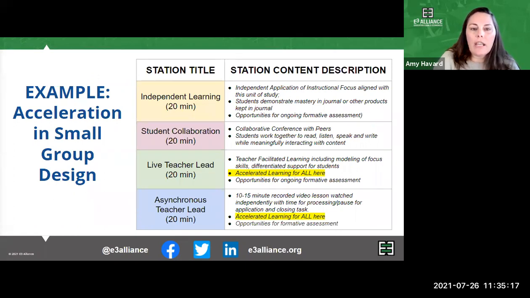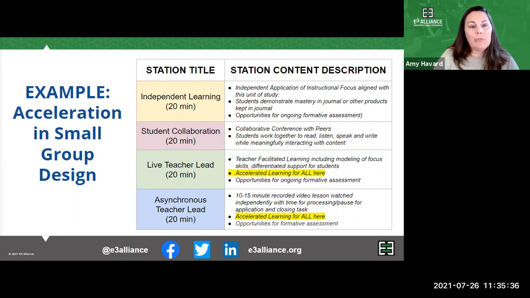So you can see here that each station is designed to take about 20 minutes. And students would rotate each station once every other day. So they would have about 2 stations per day. So for each station, the content could be really flexible.